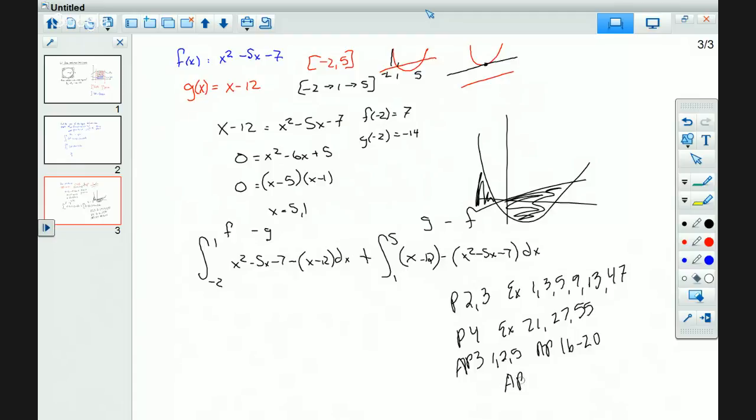We're going to start with AP five. 10 AP problems. Multiple choice. With AP, we'll have a lot more time in class to work tomorrow.